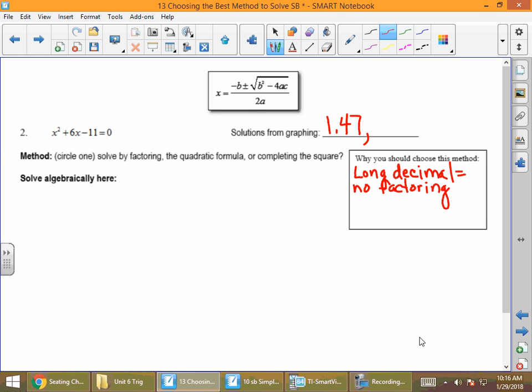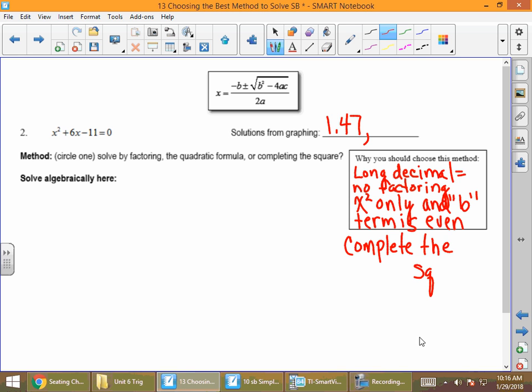And then I look at a couple other things. One is there a number in front of the x squared? It's x squared only, and the b term is even. So the method that I would pick here is complete the square. But once again, when given your choice, if you don't like completing the square, use the quadratic formula.